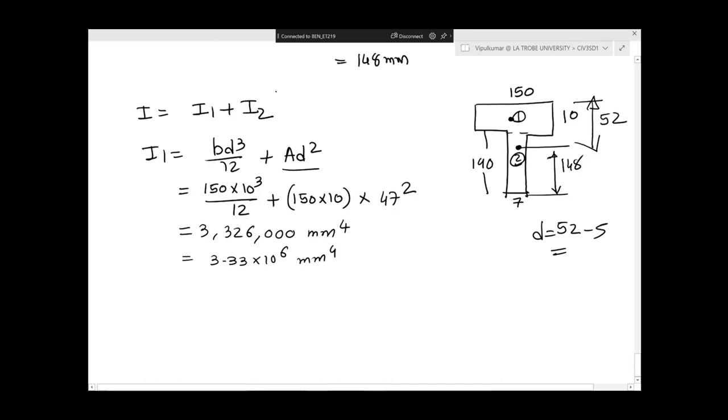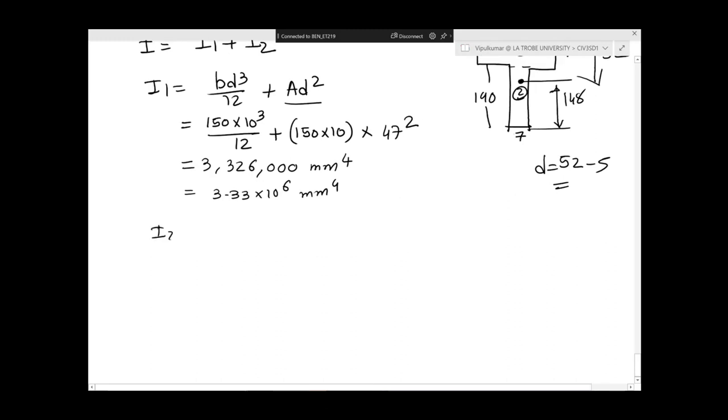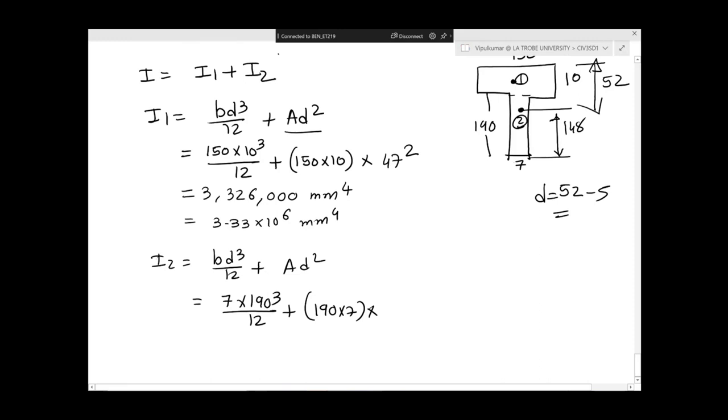same thing we do for two. So this would be 190 divided by 2, 95. So distance d is equal to 190 divided by 2, take away 148. 95 take away 148. It is always positive.